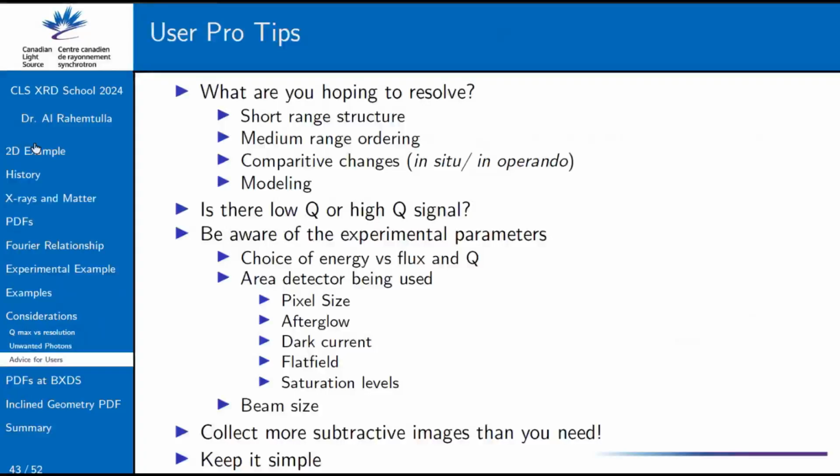Or are you planning to do some modeling and trying to get something more quantitative? Knowing these and bringing it up with your beamline scientists helps us prioritize certain things. If you are interested in short range ordering and you want really good short range ordering, then it makes sense to bring everything nice and tight, get that energy high possibly, and get as good as we can of that high Q.